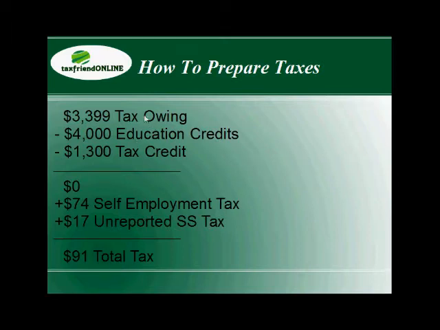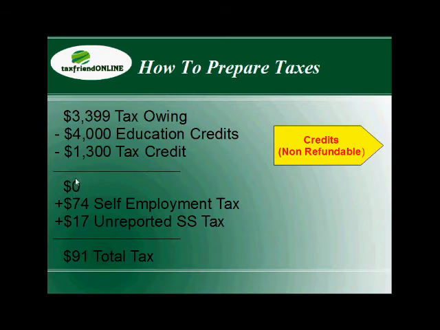Now we determined our tax owing from the tax table was $3,399. From there we subtract the credits. Now these credits are non-refundable credits, meaning if the credits are larger than the tax owing, it doesn't give us a negative refund amount. It just simply reduces the tax owing to zero. So in this case we have $4,000 in education credits, and we have $13,000 in tax credits. And as you can see, the credits are larger than the tax owing, but it doesn't give us a refund. It just simply reduces the tax owing to zero.